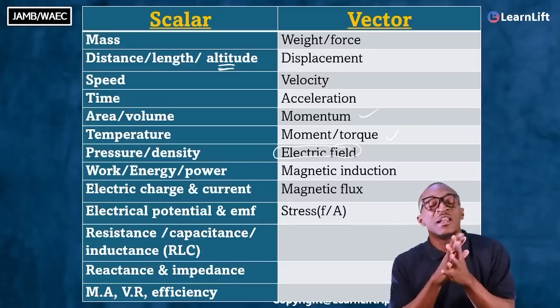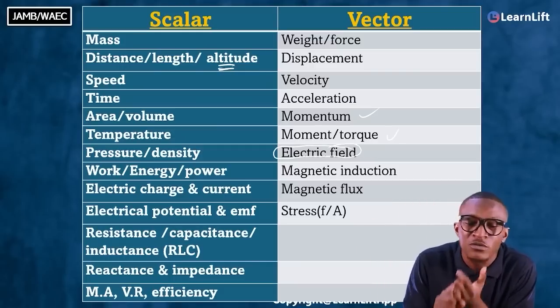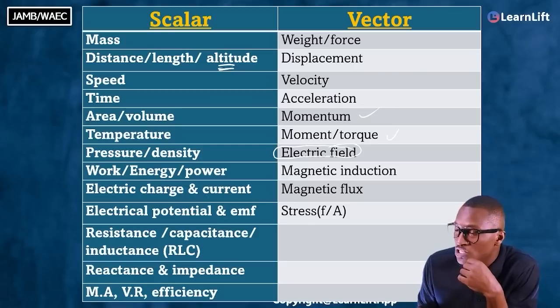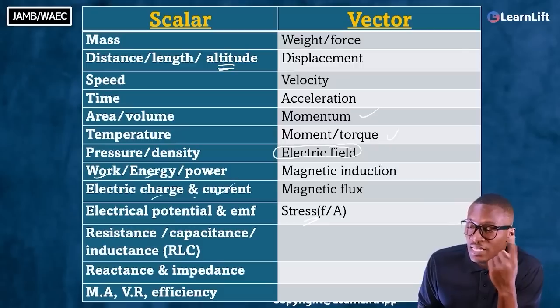Electric field, constant in past questions. When we were talking about electric field and magnetic field, they are all vectors. So magnetic induction is vector. Are you seeing that? Work, energy and power are scalar. Electric charge and electric current are scalar. Electric potential and EMF, I told you just now that they are scalar.